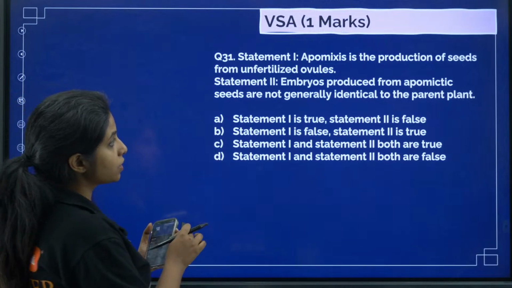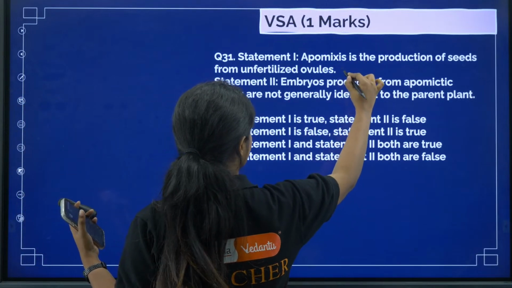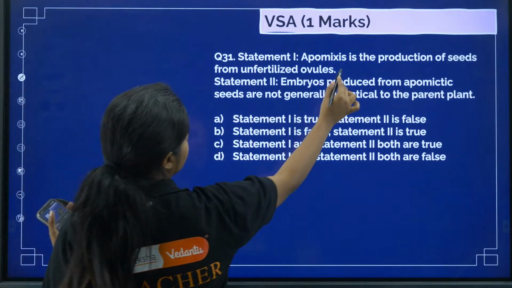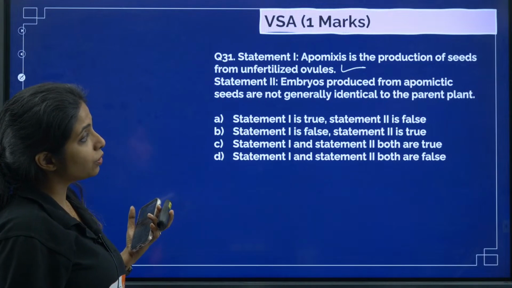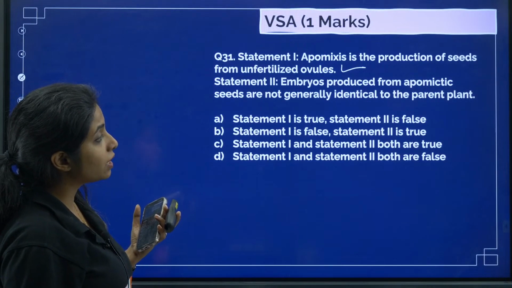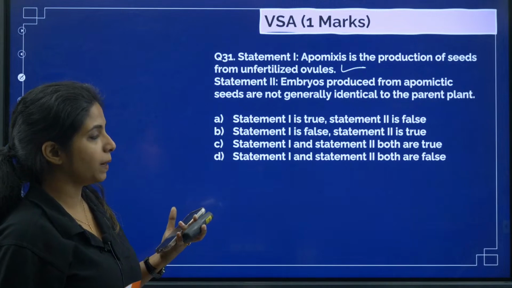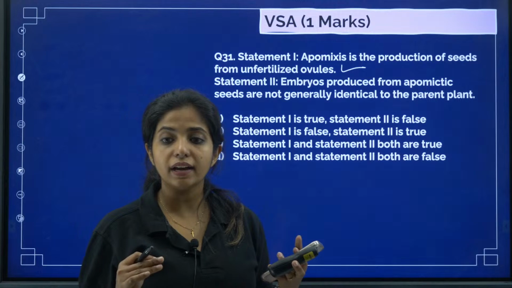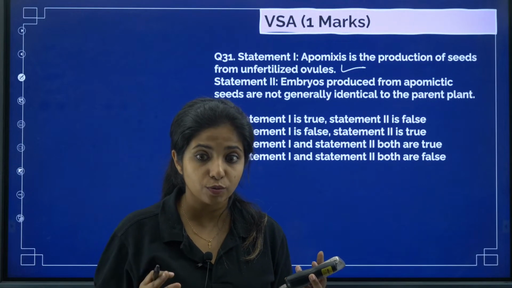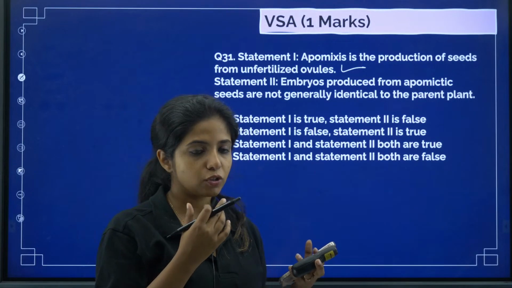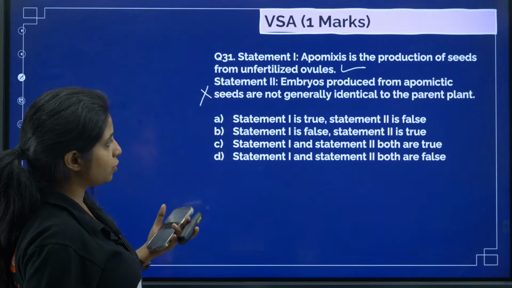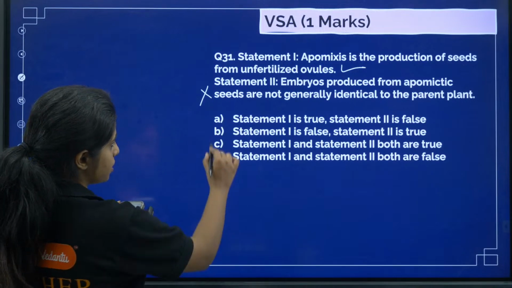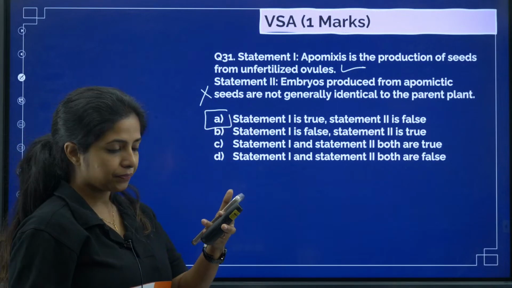Let's see. Apomixis is the production of seeds from unfertilized ovule. This is a correct statement for sure. Now, statement 2 says, embryos produced from apomictic seeds are not generally identical to the parent plant. Do you think that's possible? No, this is not possible. So I'll say statement 1 is true, whereas statement 2 is false. A should be the answer for this.